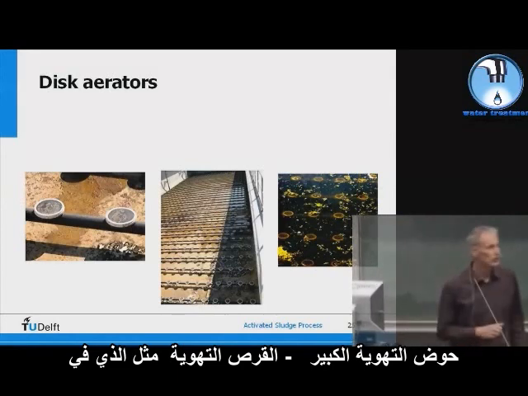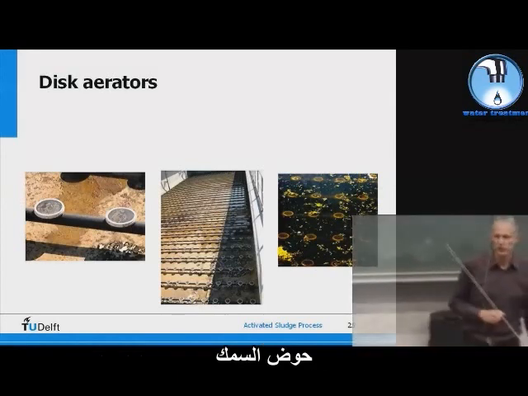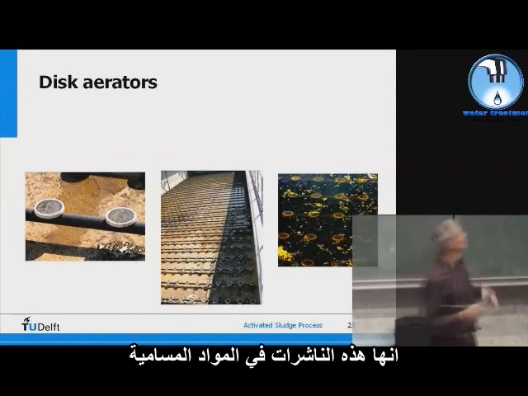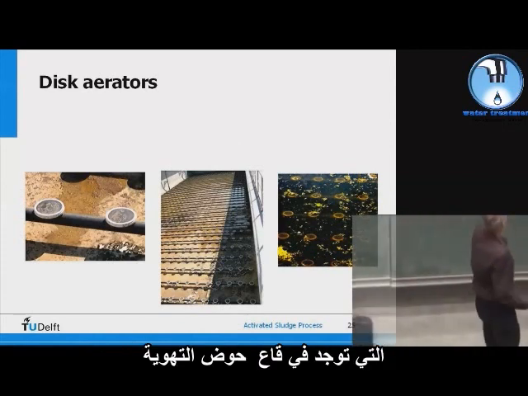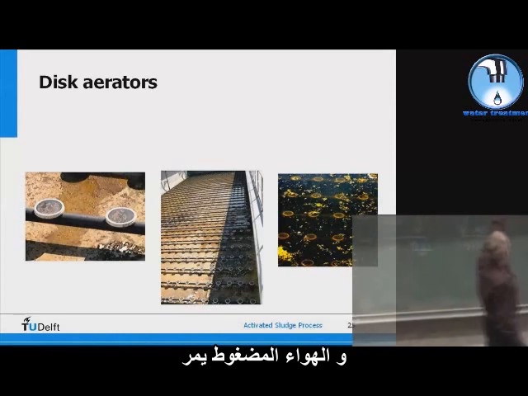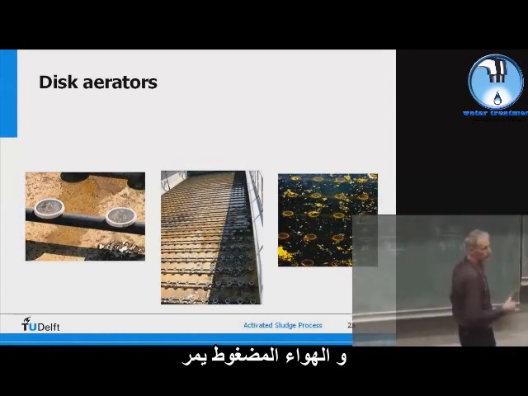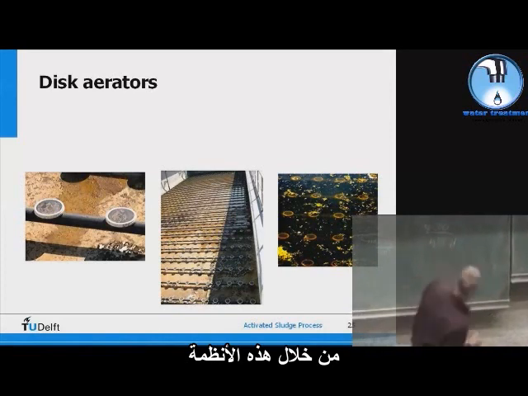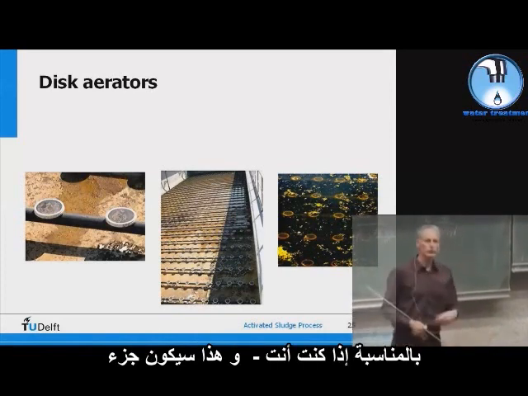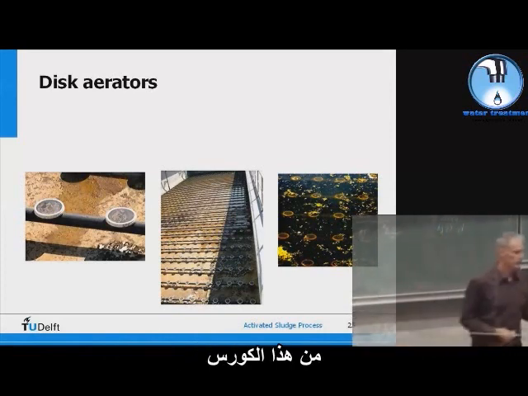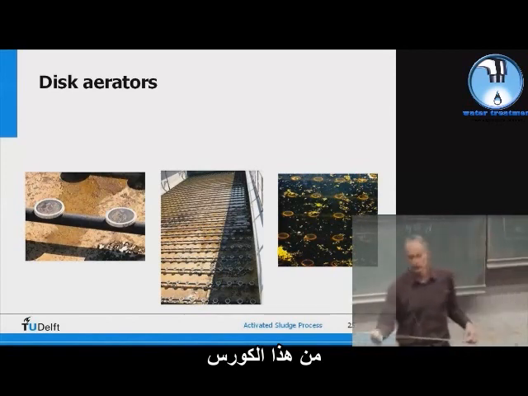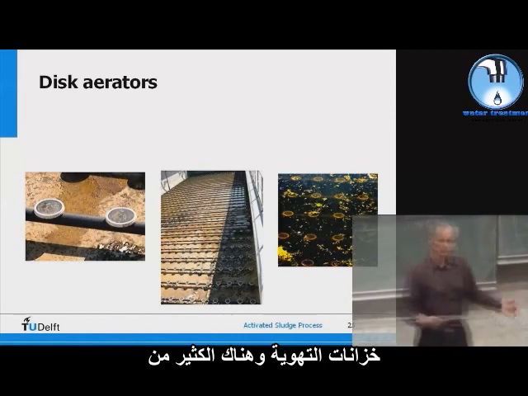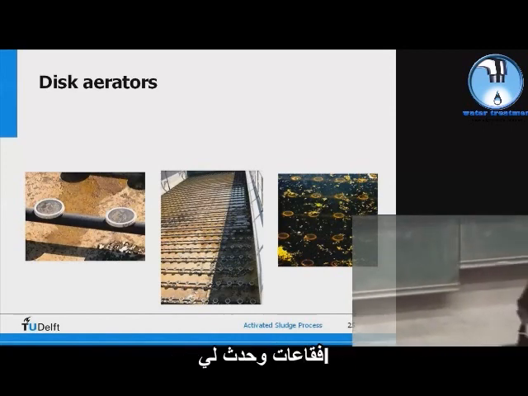Disc aerators, like in a fish aquarium, are these diffusers, porous material that's sitting on the bottom of the aeration tank, and air is pushed under high pressure through these systems. By the way, if you happen to visit a treatment plant, and that will be part of this course, you will see these aeration tanks, and there's a lot of bubbles.